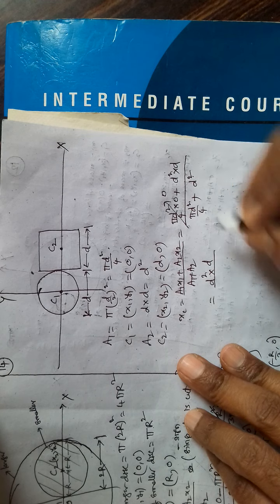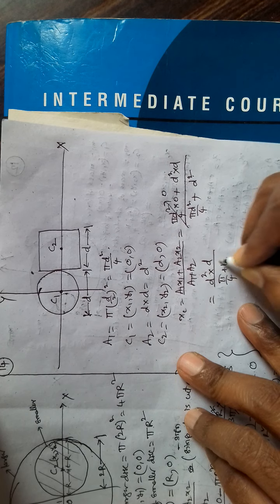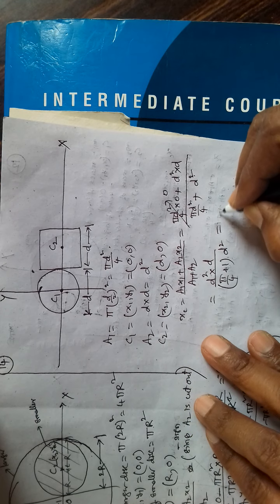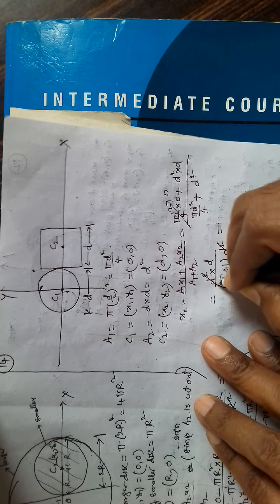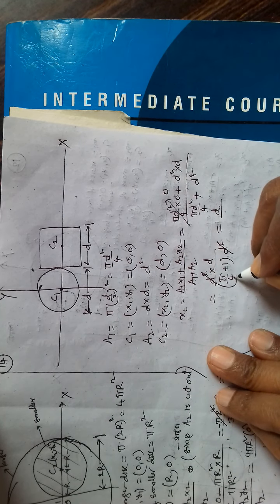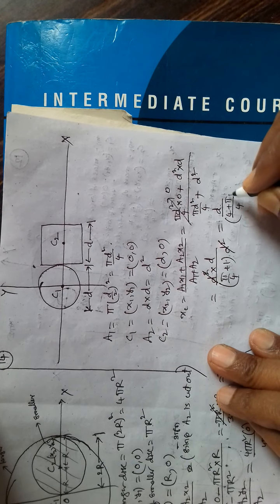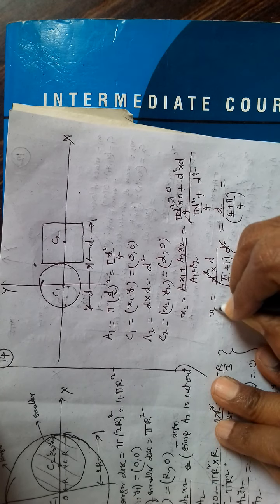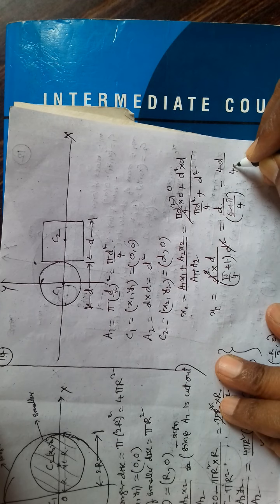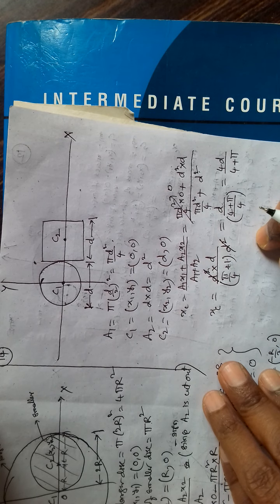See here, d square is taken as common, pi by 4 plus 1, d square taken common. So d square gets cancelled. Now d by 4 plus pi by 4, 4 comes up, 4d by 4 plus pi. So this is the xc value.